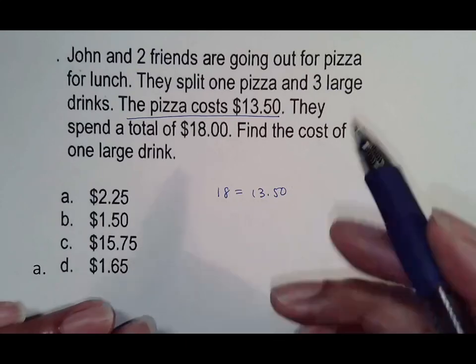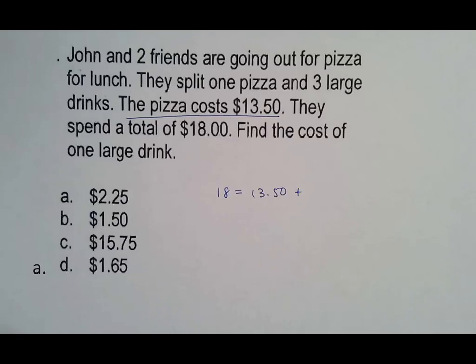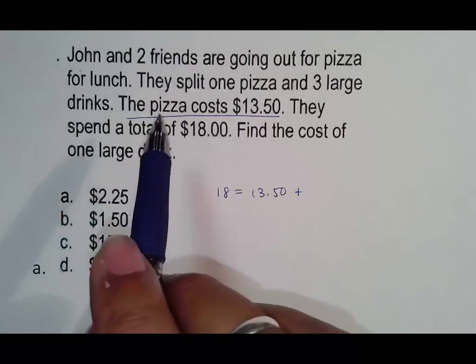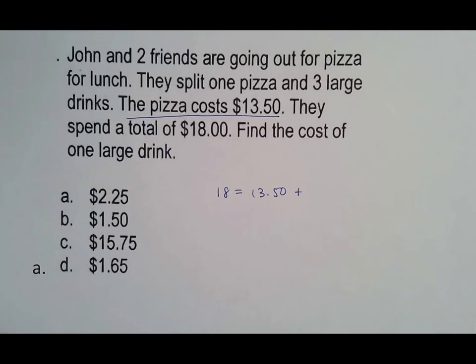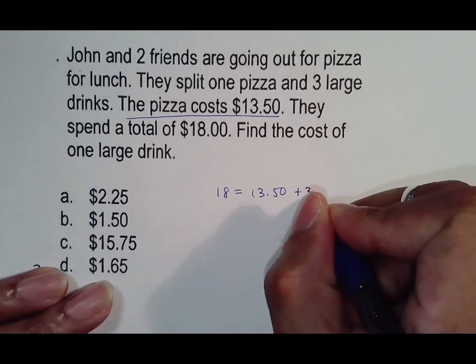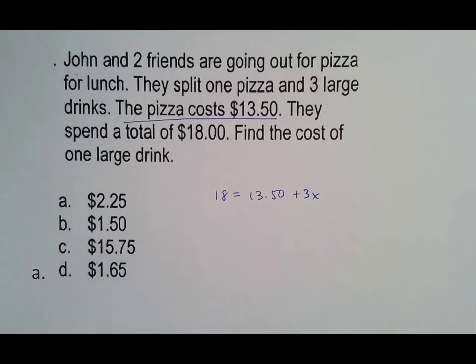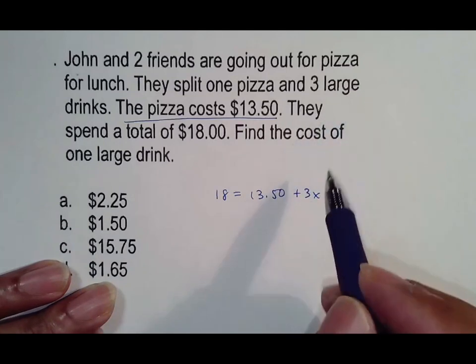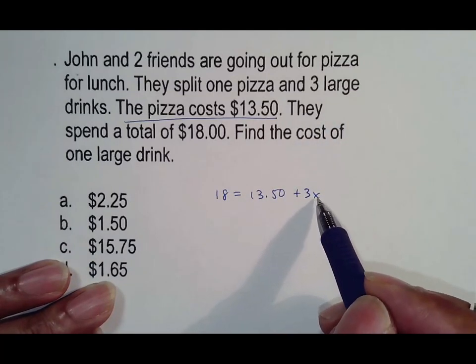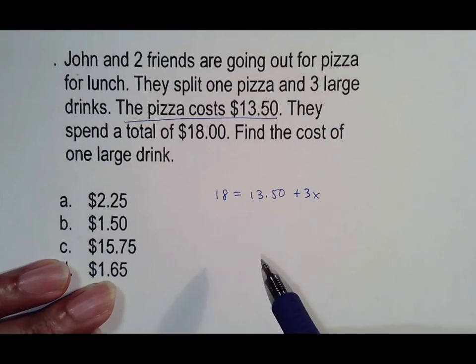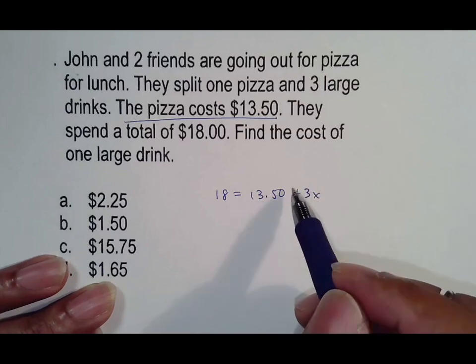You spent $13.50 for the pizza plus your drinks. And here's the thing. It's John and two friends and you bought 3 large drinks. Well, again, a multiple of drinks. If you had to buy multiple drinks, you're going to multiply that by a certain number. There is no each, there is no per, but using common sense, 3 large drinks means whatever the price of a large drink is, if it's $1, you're going to take $1 times 3. If it's $1.50, you take $1.50 times 3.